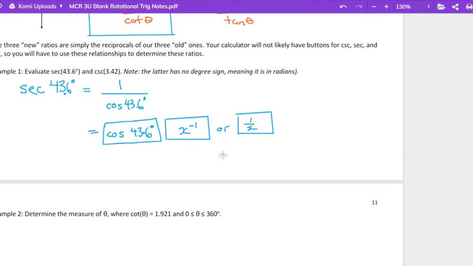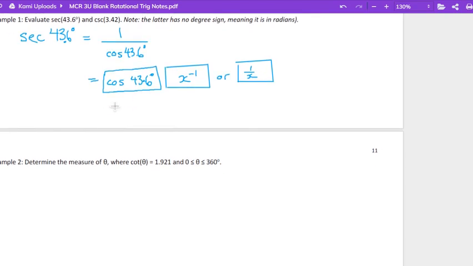This is the new button you want to find on your calculator. This is the reciprocal button on your calculator. So let's have everyone punch this in, and the answer you want to get is that secant of 43.6 degrees is approximately 1.38. There are no units.